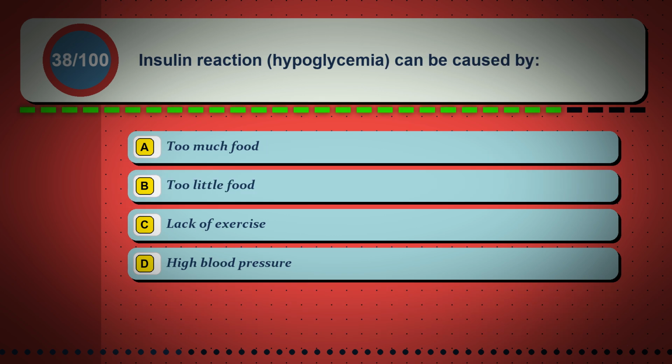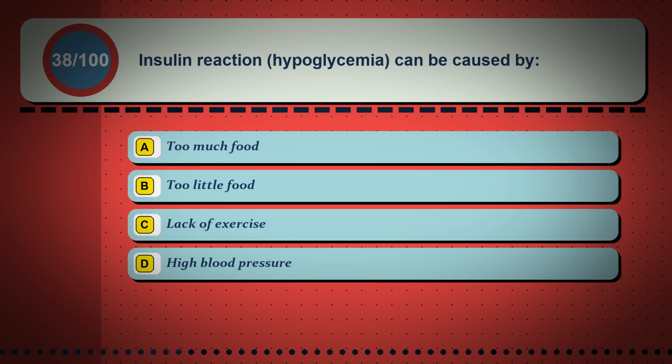Question 38. Insulin reaction, hypoglycemia, can be caused by option A, too much food, option B, too little food, option C, lack of exercise, option D, high blood pressure.